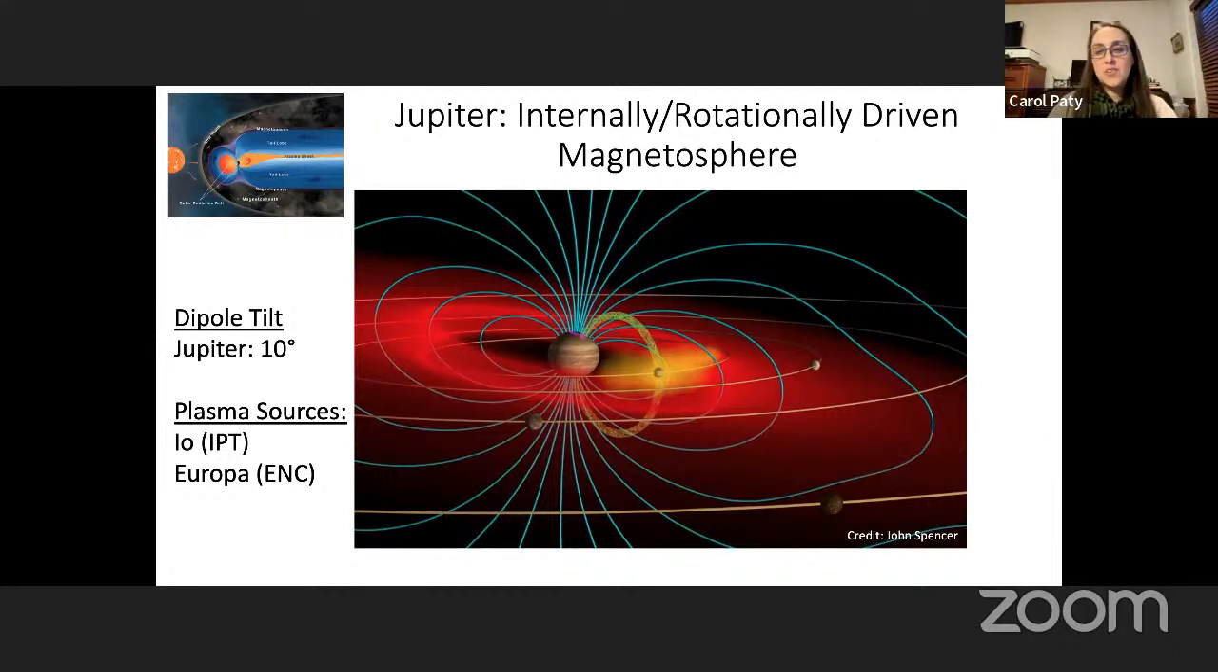So at one end, we have the Earth's magnetosphere, which is solar wind driven. All its dynamics are because of changes in the solar wind. Then we get to Jupiter, which we would call internally or rotationally driven because of the interior plasma sources and the strong magnetic field that's rapidly rotating. And then we have other planets that are not really on the spectrum, but more complicated.